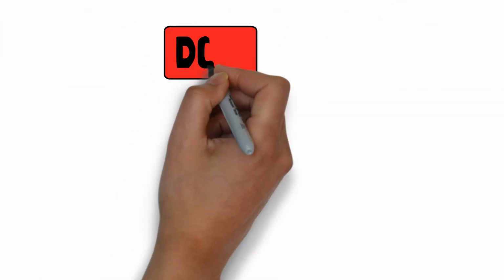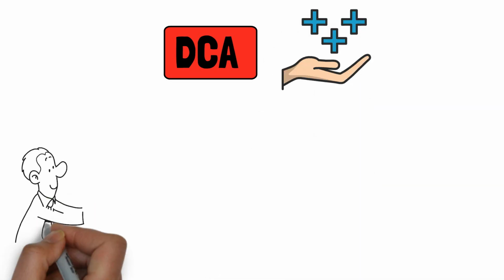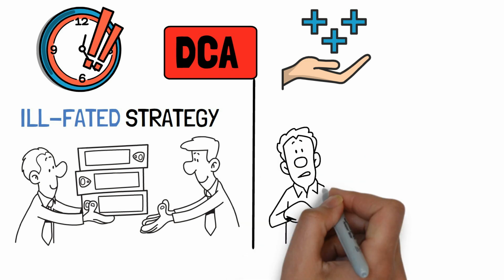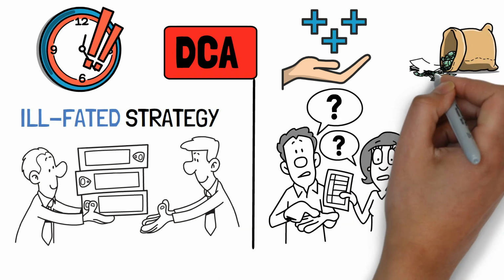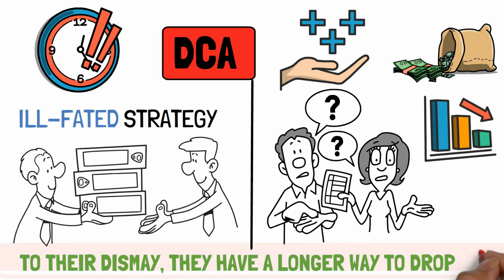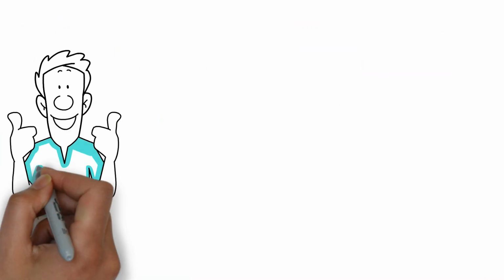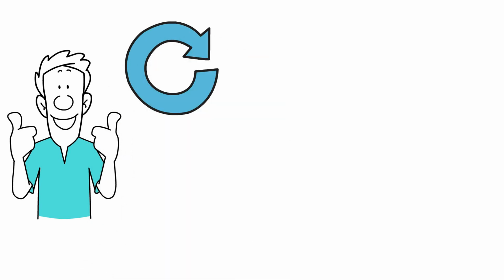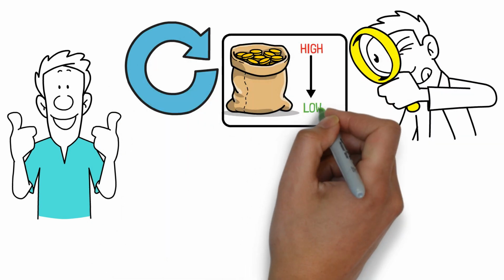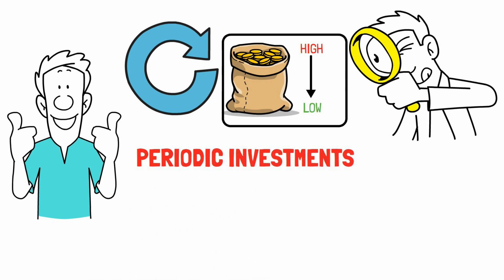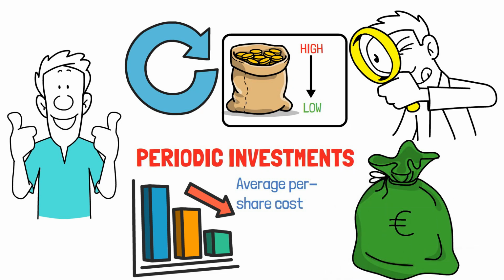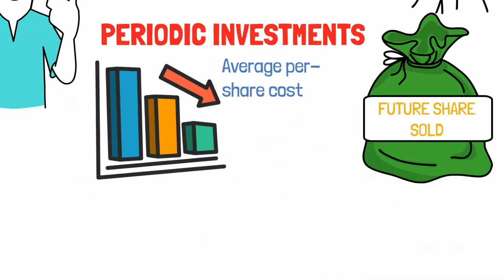The benefit of the DCA strategy is that it avoids the painful and ill-fated strategy of market timing. Even seasoned investors occasionally feel the temptation to buy when they think prices are low only to discover, to their dismay, they have a longer way to drop. When investments happen in regular increments, the investor captures prices at all levels, from high to low. These periodic investments effectively lower the average per share cost of the purchases and reduces the potential taxable basis of future shares sold. And that's it for today.